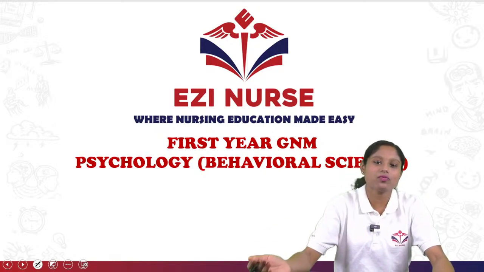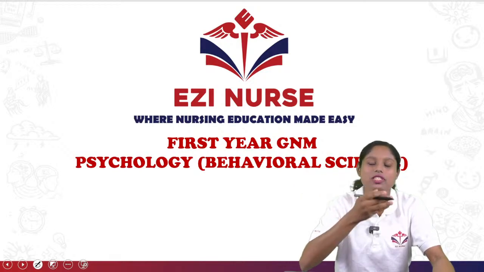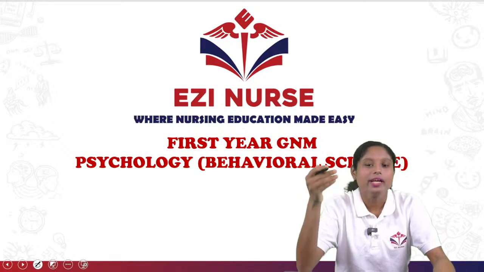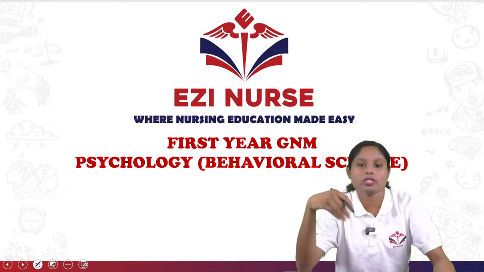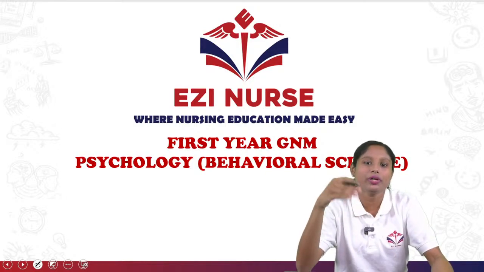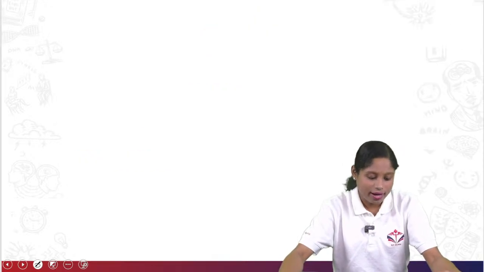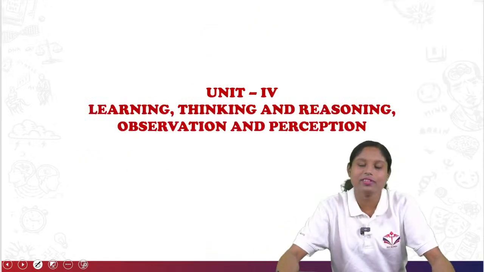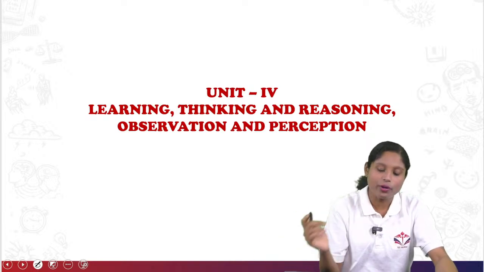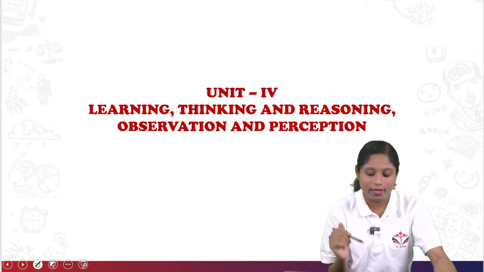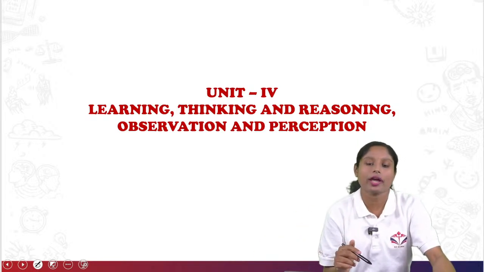Last class we discussed the first 3 units of psychology. Today we will discuss the continuation or balance portion of the psychology units. We will start with unit number 4. Unit number 4 is learning, thinking and reasoning, observation and perception.